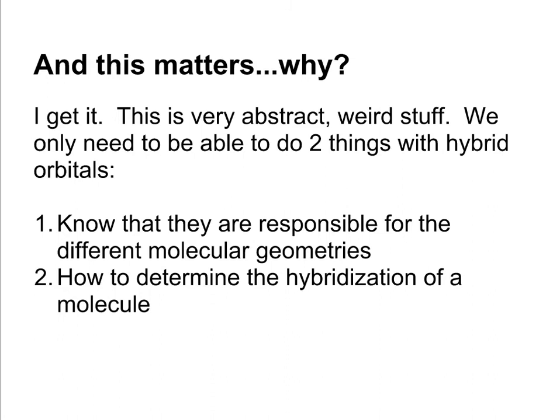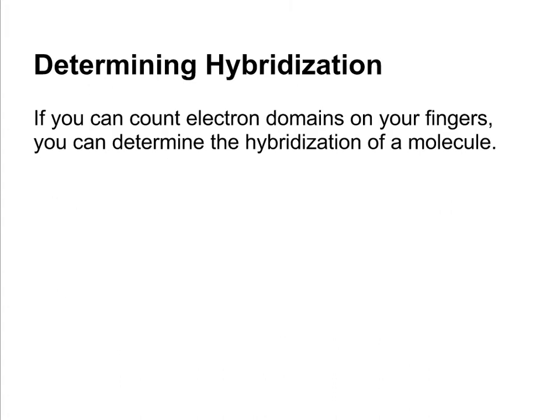And you're probably wondering why this stuff matters. It's abstract, weird stuff, but we really only need to be able to do 2 things with hybrid orbitals. We need to know that they're responsible for the different molecular geometries we have, and we have to be able to determine the hybridization of a molecule. If you can count electron domains on your fingers, you can determine the hybridization of a molecule. The highest amount of hybridization we're going to be dealing with is sp3d2. In sp3d2 hybridization, there are 6 electron domains.